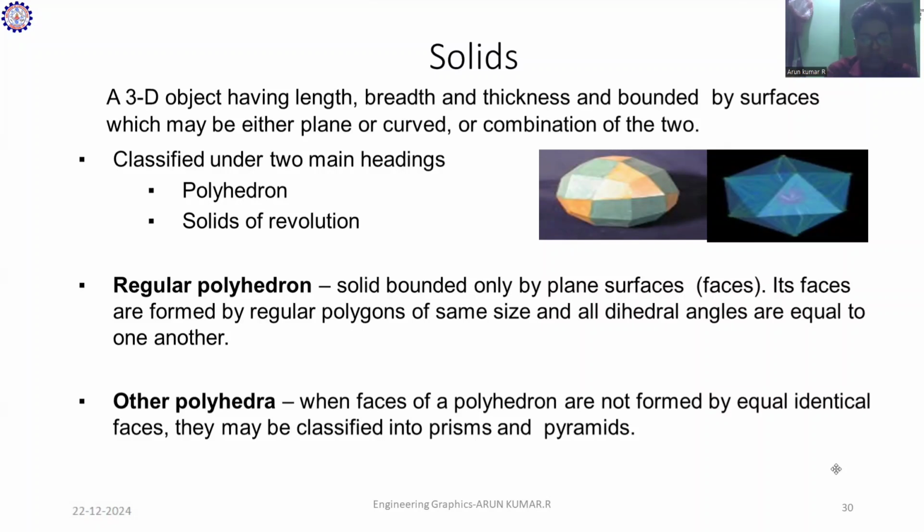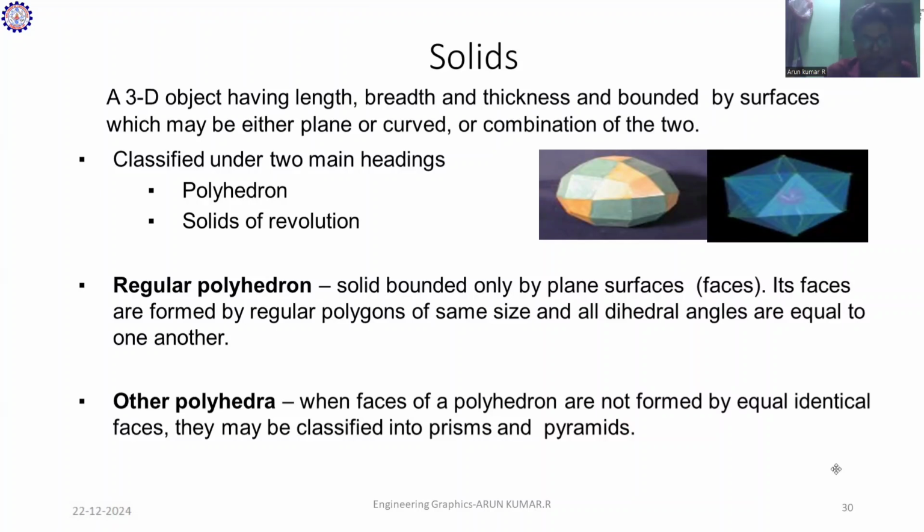There are two kinds: one is the pyramid category and the other is the prism category. We are studying both cases. We have to study both plane and curved surfaces, not just either one. We discuss both conditions in this topic.